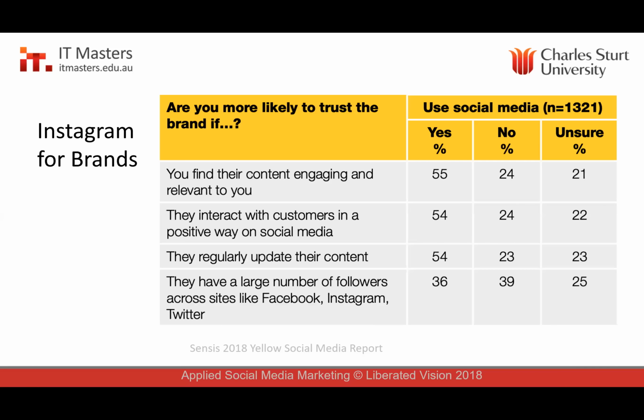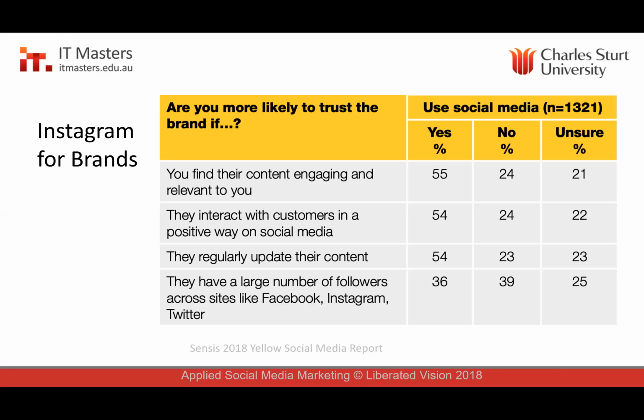And it's based on brands and trust. And we all know that we buy from brands we trust. And you're more likely to trust a brand if you find their content engaging and relevant, and if the brand interacts with customers in a positive way on social. But not so much if they have a large number of followers on Instagram. So it looks like the credibility from a large following isn't as important as if you had engaging content and you were positively interacting. That, I found super interesting.